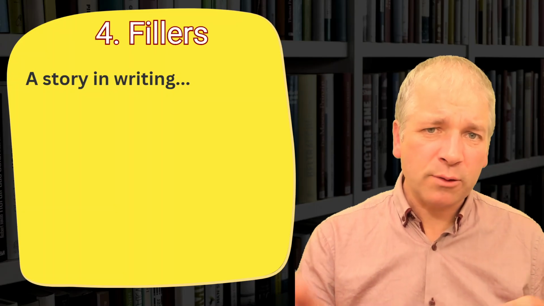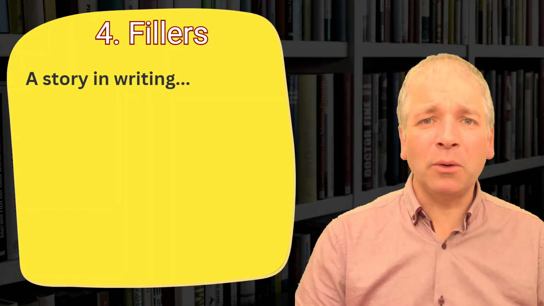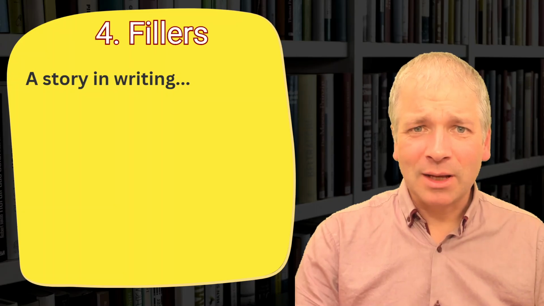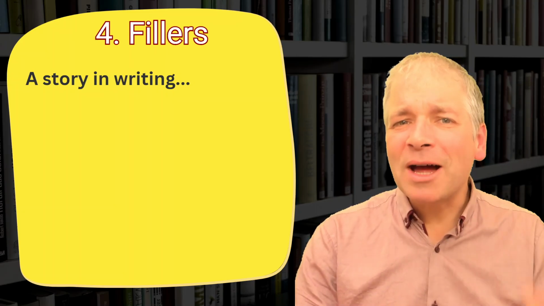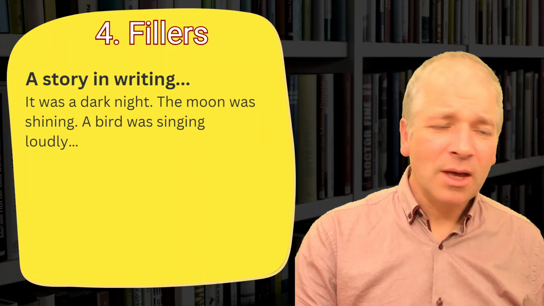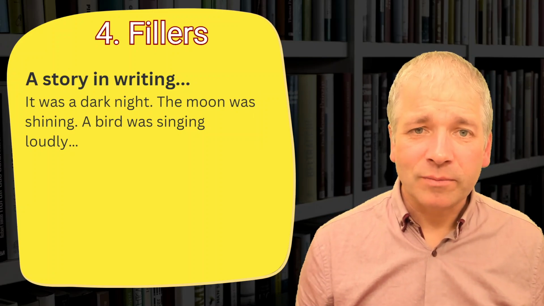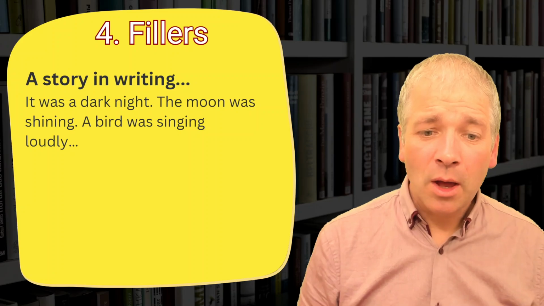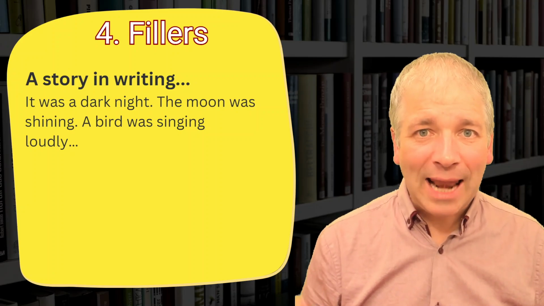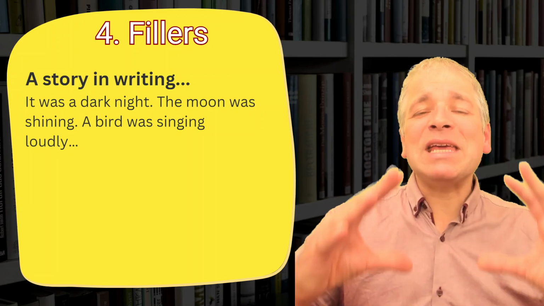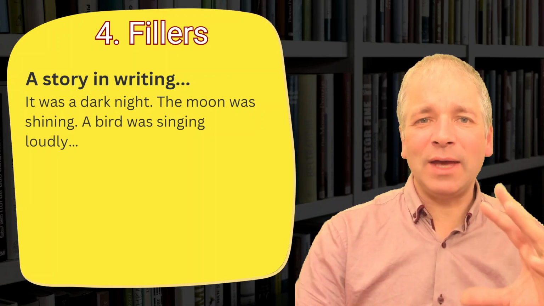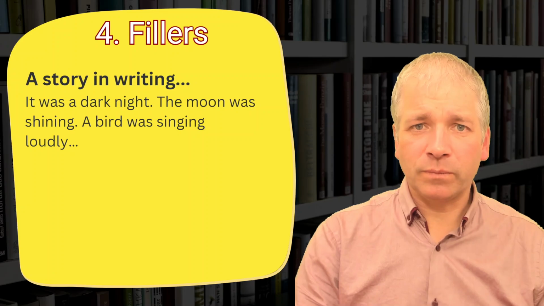Let's start with a story that could be typical in writing. Listen and imagine it in your mind. It was a dark night. The moon was shining. A bird was singing loudly. A very simple narrative English story.